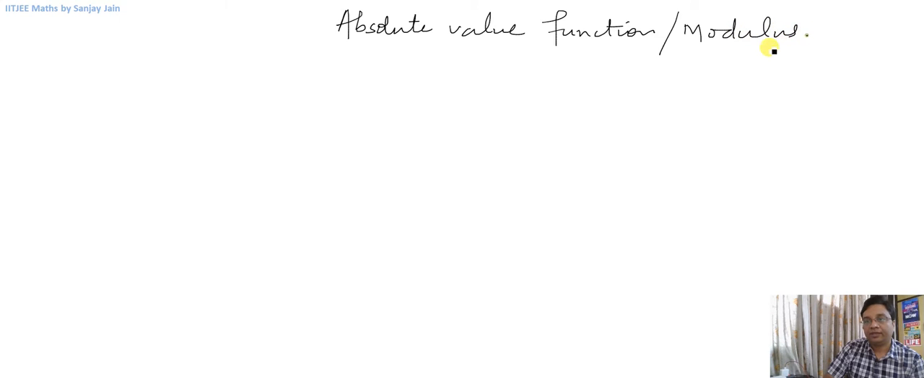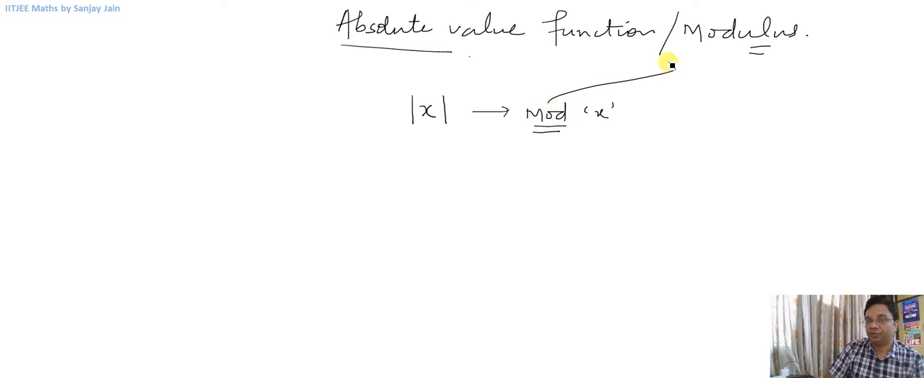Let us start a new topic, absolute value function. Another name for it is modulus, right? And how we denote it is by these two bars. Okay, so the absolute value of a number, for example x, is denoted like this: mod of x. So this is known as mod x. Mod is just the short form for modulus.